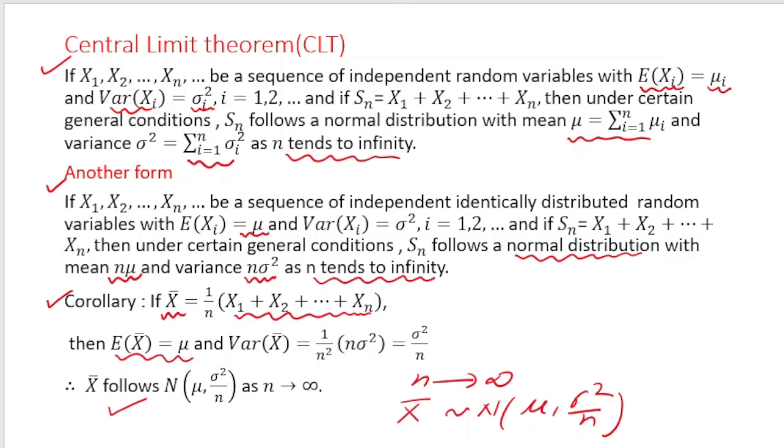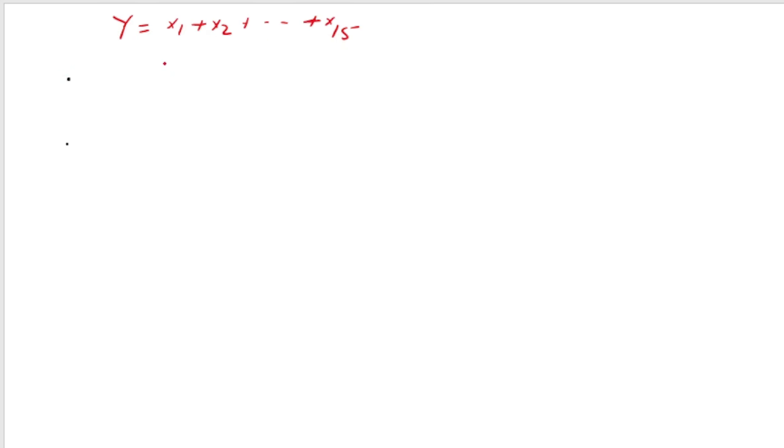Now we have this Y. Y is defined as X1 plus X2 up to X15. And now I want to show you the statement of the central limit theorem. It tells us that if we have Sn, which I am calling Y in the problem, the sum of X1, X2 up to Xn, then Sn follows a normal distribution with mean n into mu and variance n into sigma square.